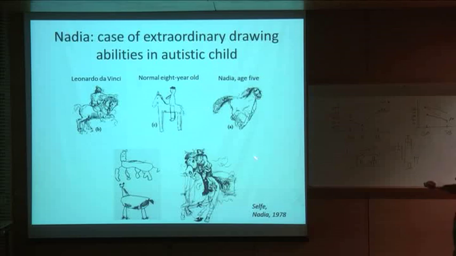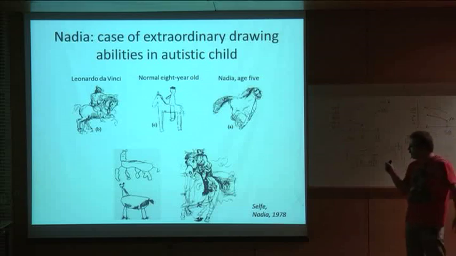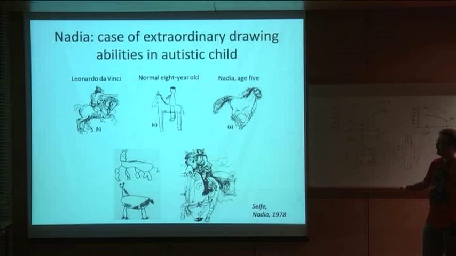This is a famous case of the autistic girl Nadia, about whom the psychologist self-published a book and a follow-up of this book. This is a drawing of a normal child of 5 to 8 years old, and this is a horse drawing by Nadia at the age of 5. She was obsessed with horses and drew them a lot. This is her drawing, I think, at the age of 3, and these are the corresponding drawings of age-matched normal children. And this is a sketch by Leonardo da Vinci.